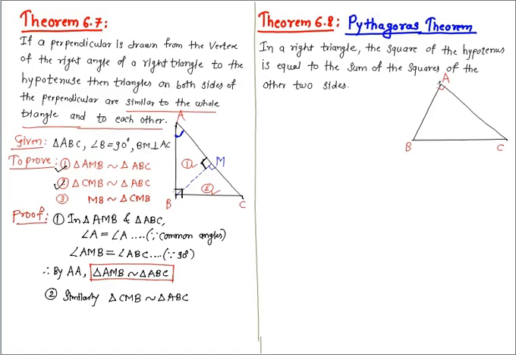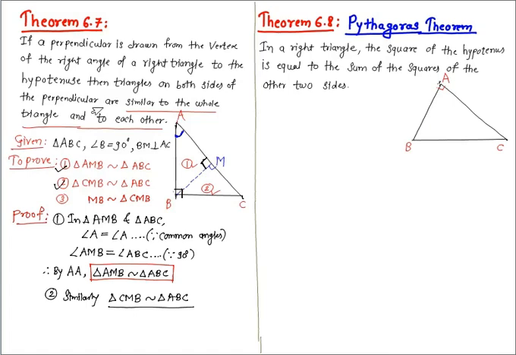How this will be similar? Angle C equals to angle C in both the triangles, because angle C is the common angle. Also in triangle CMB, angle CMB is 90 degree. Also in triangle ABC, angle ABC is 90 degree. So by angle criteria, these two triangles will be similar.